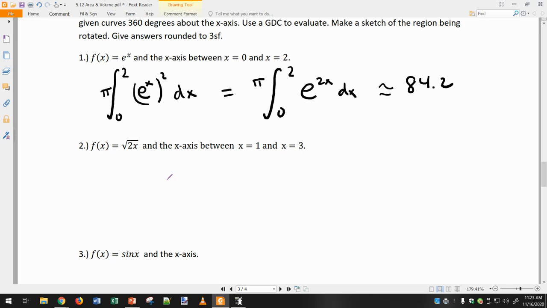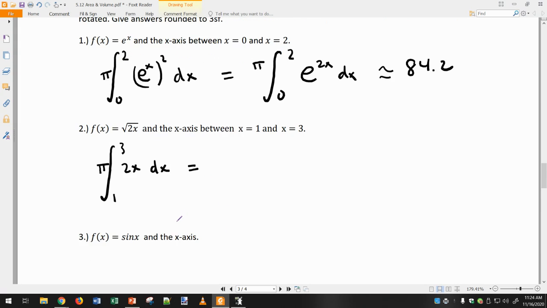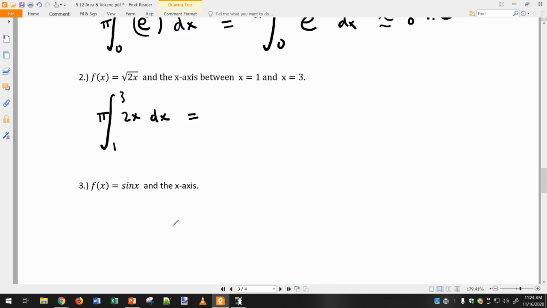Okay, next one. F of x equals root 2x, and the x-axis between 1 and 3. So again, I don't really even have to know what this looks like. I'm going to square this, so I'm just going to get 2x with respect to x, and from 1 to 3. So this is a very easy example. You could type this one in on your own and figure it out.